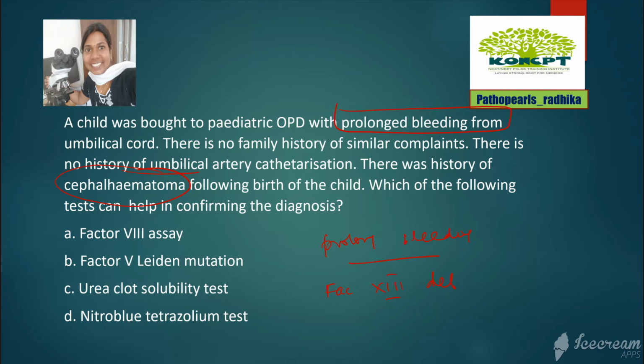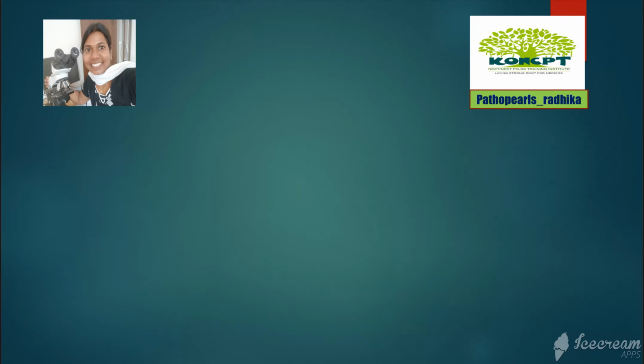Okay, so there is one test to assess the factor 13 deficiency, that is called urea clot solubility test. This again is an important question. So prolonged bleeding from umbilical cord is seen in factor 13 deficiency, which is diagnosed by urea clot lysis test or solubility test. Okay, so you should not get confused between this and another question.